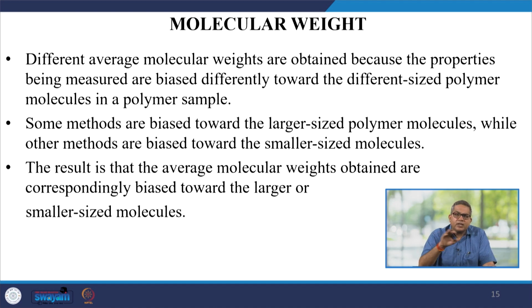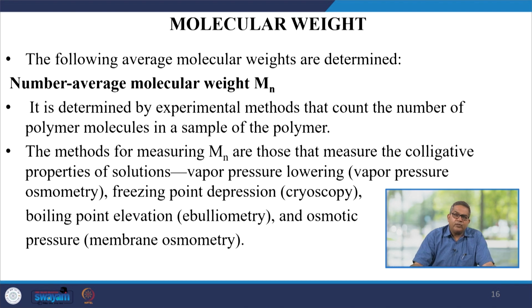Now, different average molecular weights are obtained because the properties being measured are biased differently towards different sized polymer molecules in a sample, as we discussed in the previous slides. Some methods are biased towards the larger sized polymer molecules, while other methods are biased towards the smaller sized molecules. The result is that the average molecular weight obtained is correspondingly biased towards the larger or smaller sized molecules, and that is why the term average molecular weight came into existence.